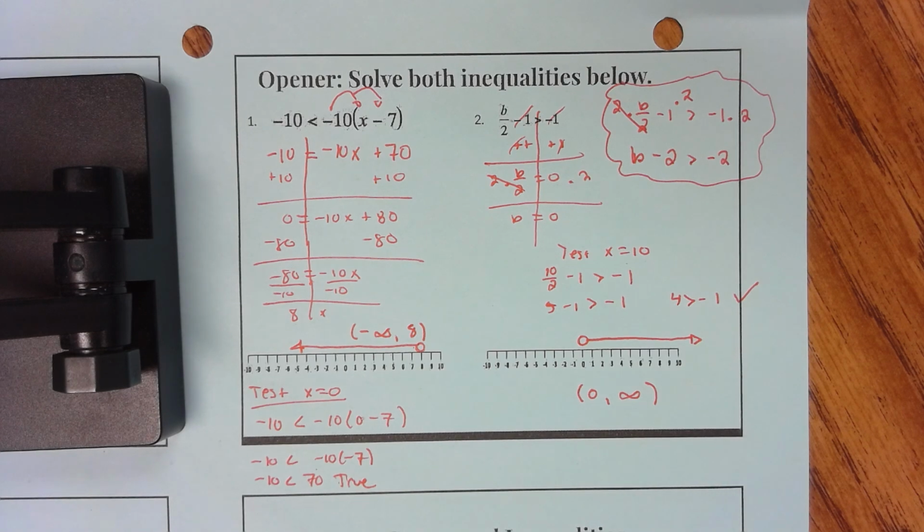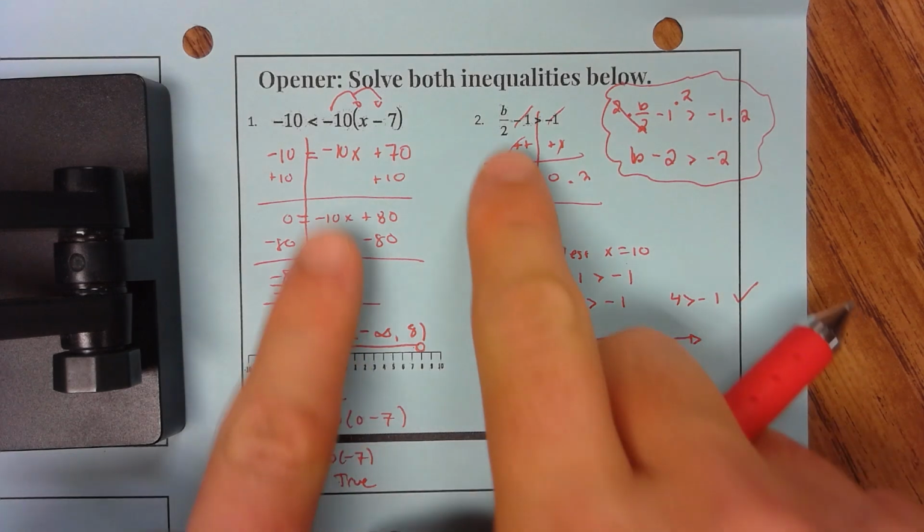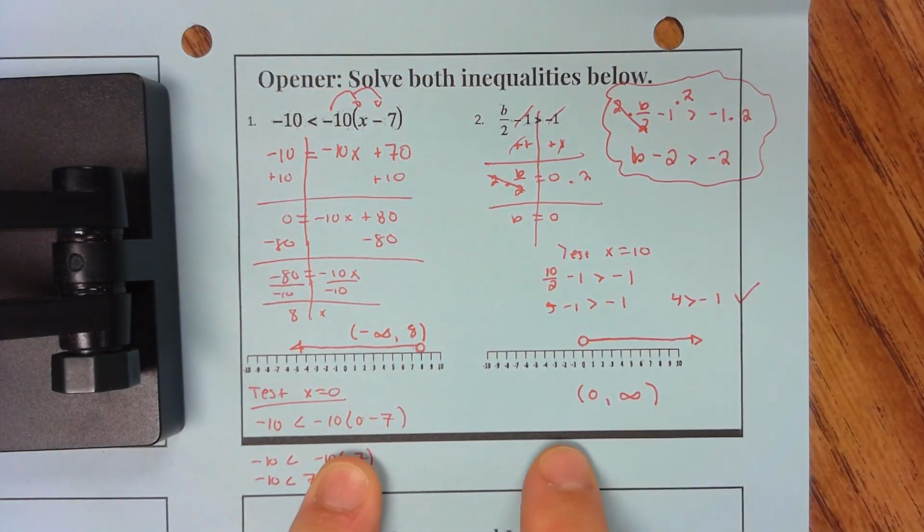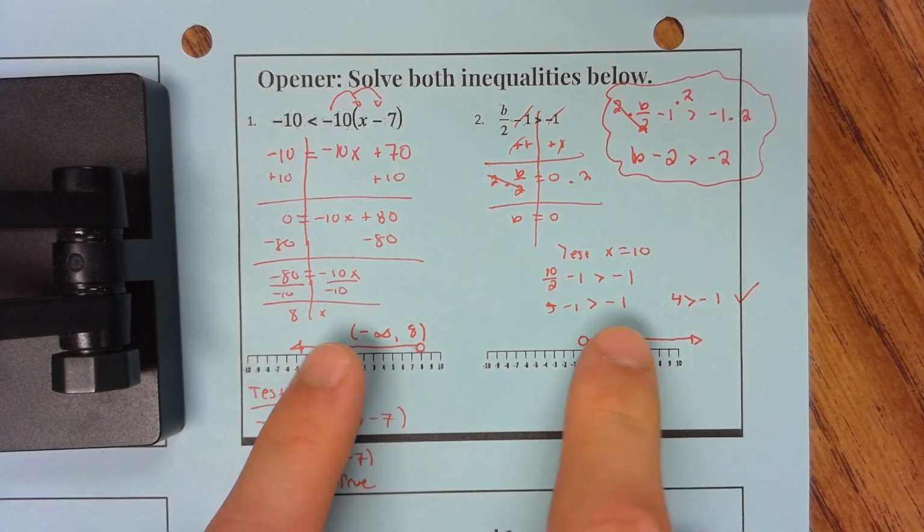Okay, so the whole point of what we're doing today is we're going to take 2 inequalities and we're going to put it on one number line. This does not work out the way that we wanted it to unless these signs were flipped.